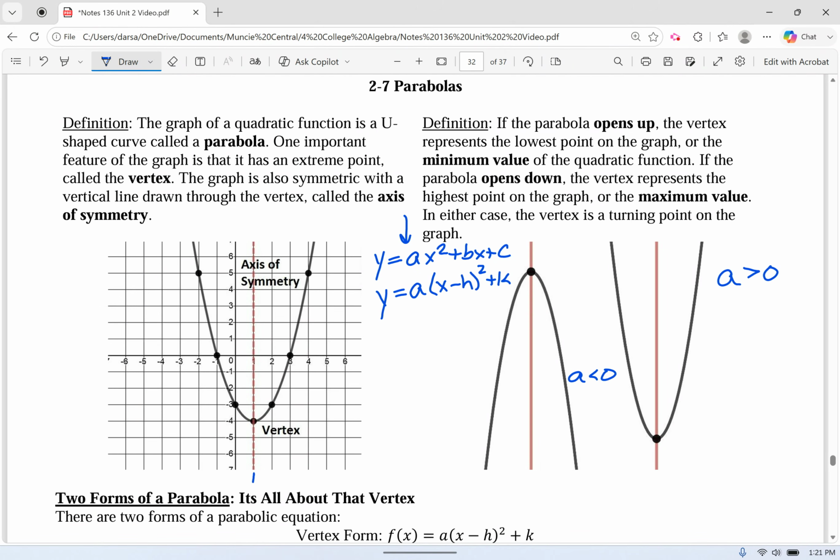And then if we draw a vertical line straight through that vertex, you notice it splits the parabola perfectly in half so that this side and this side are exactly the same. If we had folded this paper, if we took this parabola and folded it in half along this line, you would get exactly the same thing and they would touch. So we call this line the axis of symmetry. And remember, that's the vertical line that goes through that vertex.